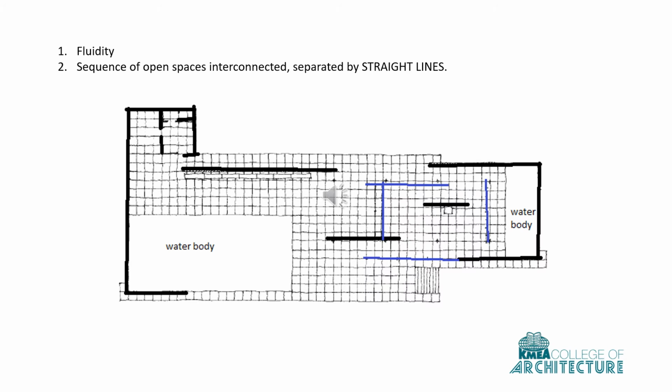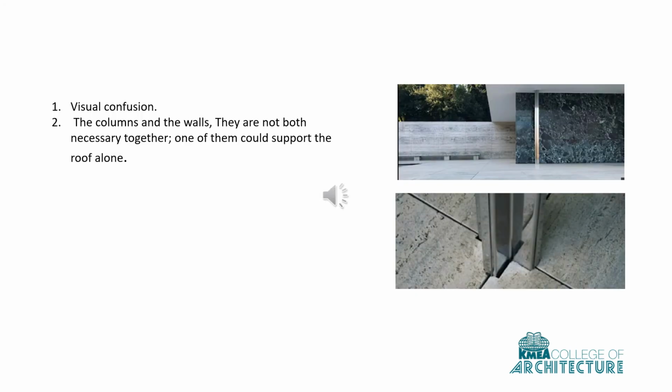The rectangular platform is modified in a number of places to accommodate an office in the left back corner. The spaces are separated using only straight lines. These separations are either opaque walls or transparent glass walls. The original pavilion had temporary doors for the night, but in the renovated one there are permanent doors. Permanent doors symbolize discrimination and exclusion that break the idea of fluidity in the design, creating visual confusion. The columns and the walls are not both necessary together. One of them could support the roof alone.